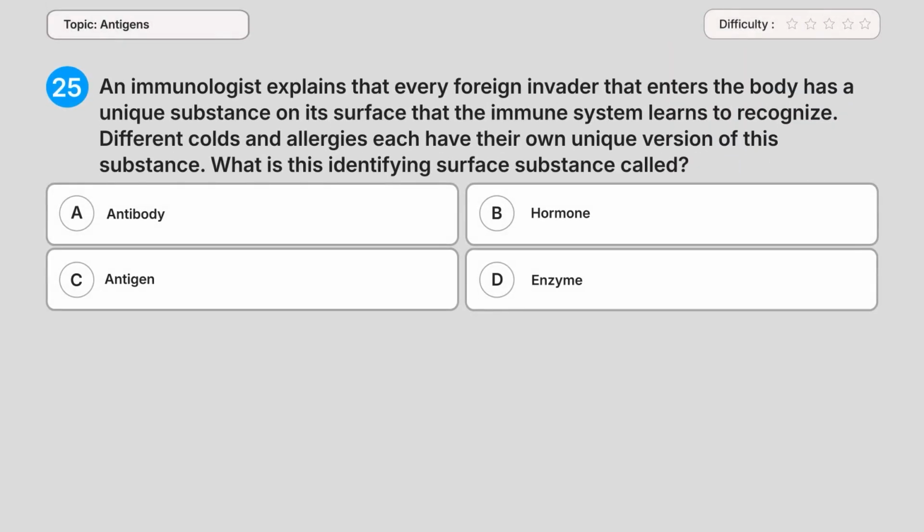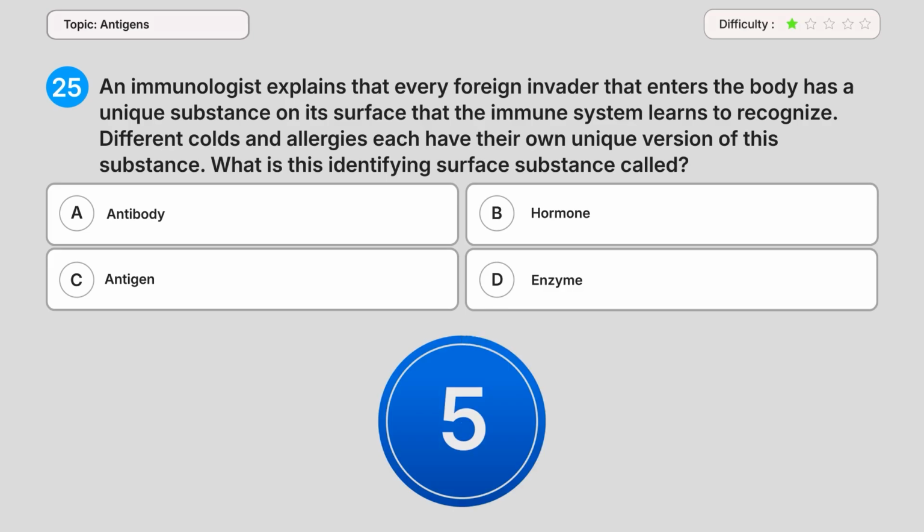25. An immunologist explains that every foreign invader that enters the body has a unique substance on its surface that the immune system learns to recognize. Different colds and allergies each have their own unique version of this substance. What is this identifying surface substance called? A. Antibody. B. Hormone. C. Antigen. D. Enzyme. Can you guess the answer?